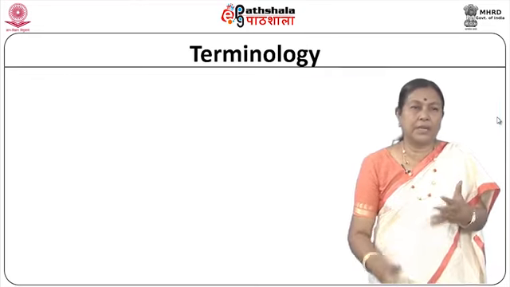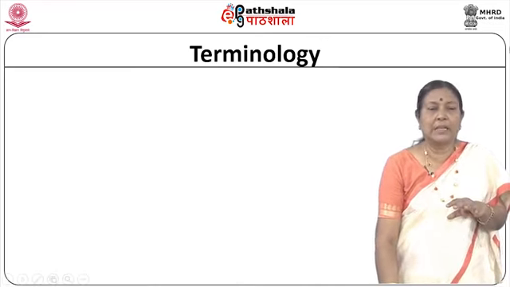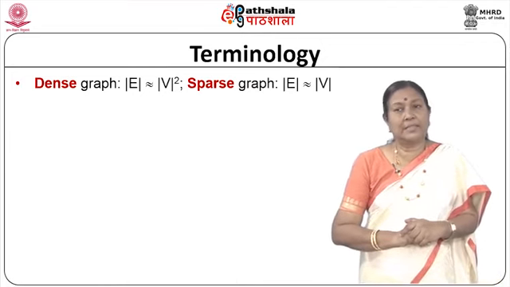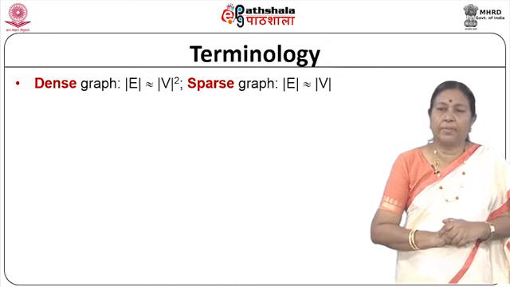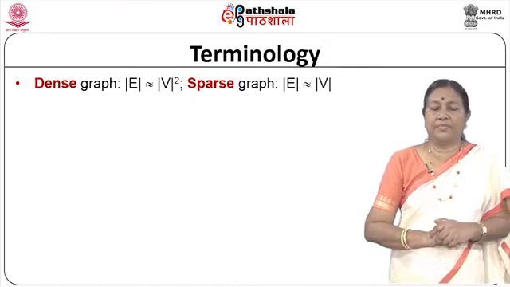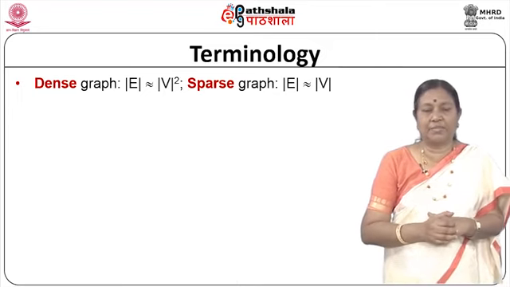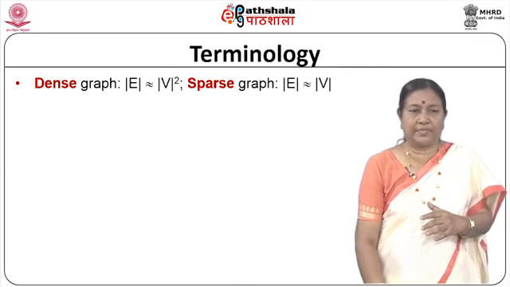So let us look at some terminology. There is a lot of terminology associated with graphs. So let us look at each of the terminologies. One is what you call a dense graph and a sparse graph. What is a dense graph? The number of edges will be more than the number of vertices. If it is actually it will be of the order of the square of the number of vertices. If it is approximately equal to the number of vertices, then you call it a sparse graph.